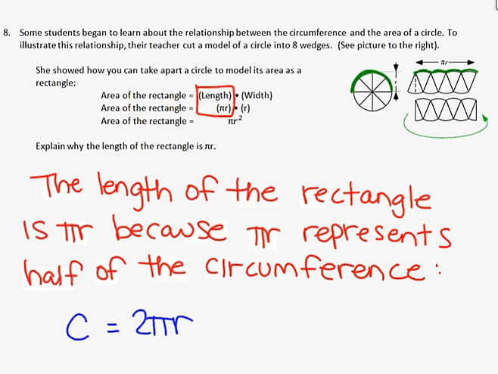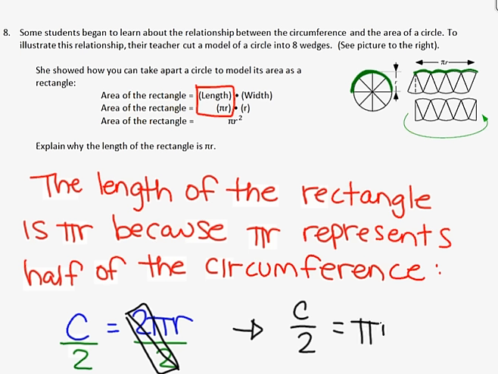So I'm going to take each side of the equation and just divide it by 2. Okay, so I have circumference divided by 2 equals 2 times pi times radius divided by 2. Now notice 2 divided by 2, that's going to be 1. So that part right there is just going to simplify out. So now we're going to be left with circumference divided by 2 equals pi times radius. So be sure you include the words along with the math that shows that half of the circumference is pi times radius.